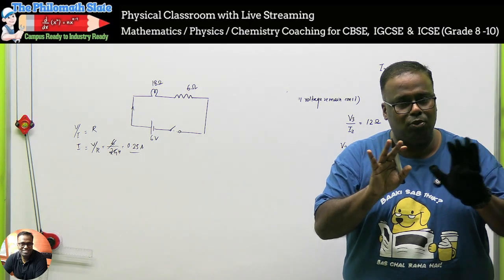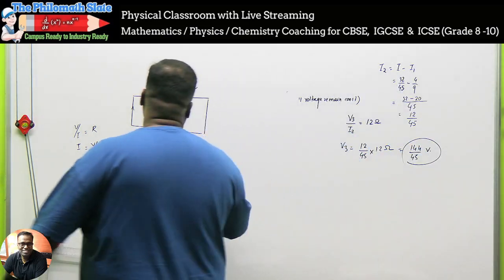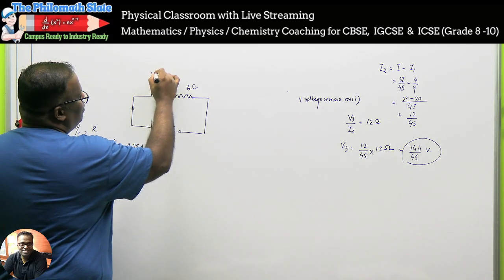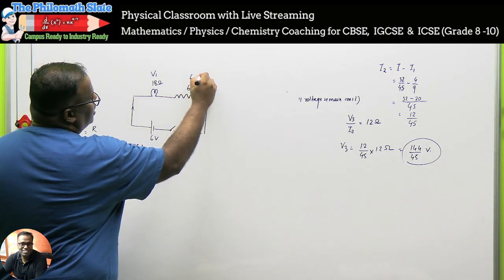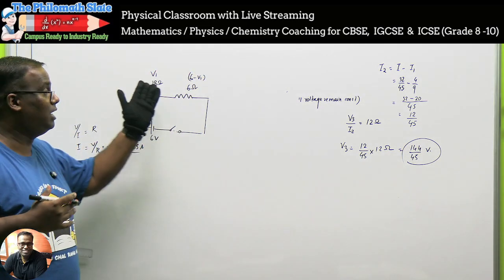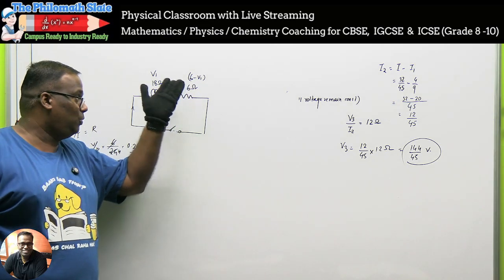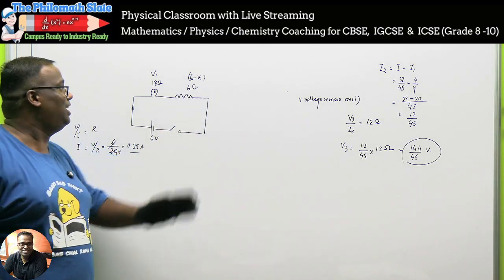Lamp and resistor both are in series. So the potential difference must have got divided as V1 and this will become 6 minus V1. If writing V2 makes you feel two orphan children have been born, then write 6 minus V1. Okay? Correct.